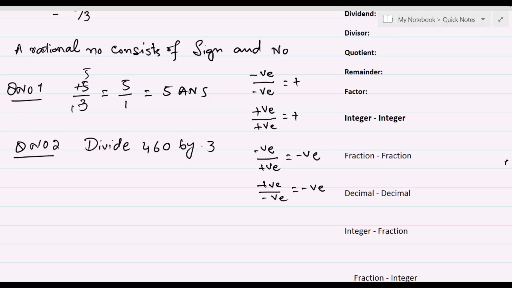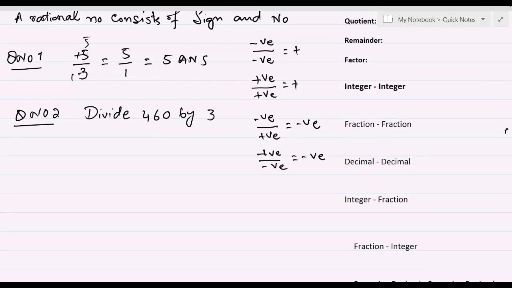Obviously we can use other methods, but let's learn a long division method. Long division is a very famous method for performing the division. So this is 460 divided by 3.